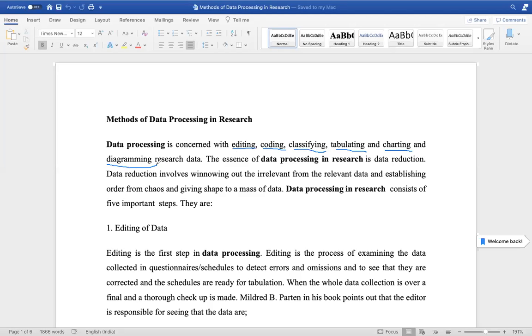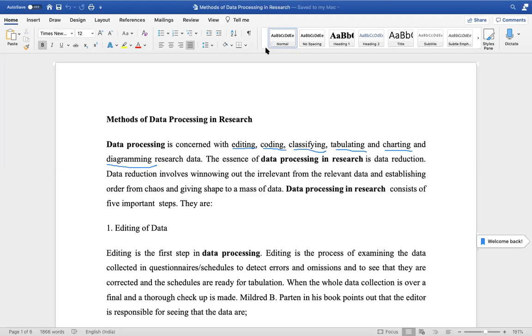So we will see each and every aspect of it. Data editing. Data processing is after the data is collected, it has to go through a process so that it is suitable for my study. I need to make it suitable for my study. So what will I do? When the data is collected, it is processed.